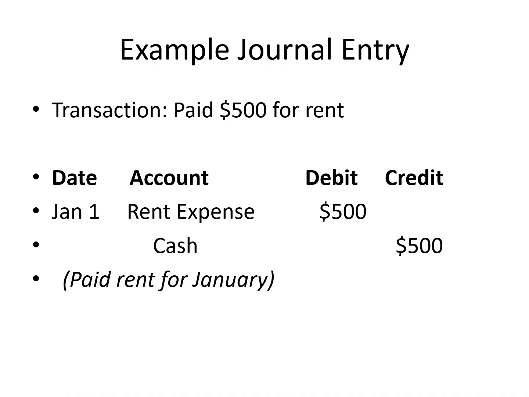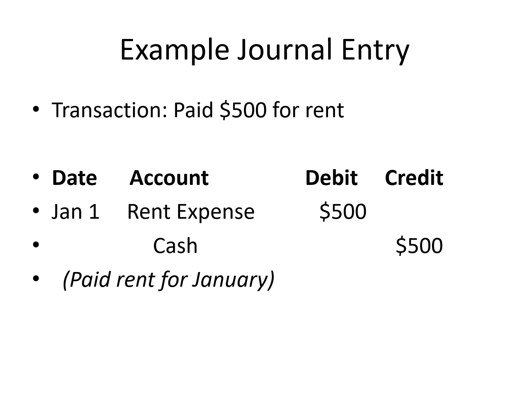Now let's look at an example. On January 1st, a company pays $500 for rent. So here's how we would record that. You have January 1st, that's the date, and then you have the rent expense, that's the debit for $500, and then you have cash, which is the credit because that's what's going out. We're paying that for $500, and then you have the description. It says paid rent for January.